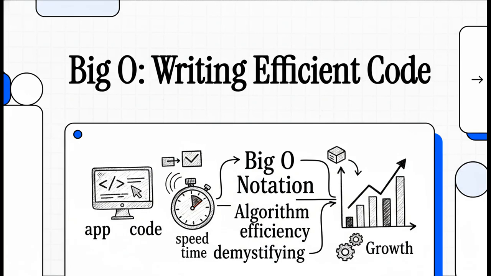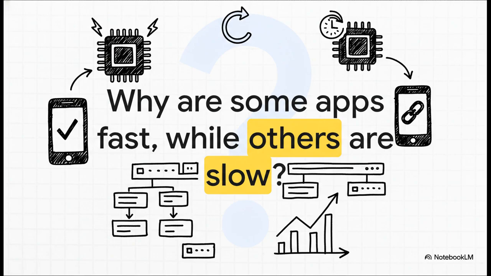Welcome to the Explainer. Today, we're going to tackle a concept that's at the heart of how fast your favorite apps run. It's called Big O Notation, and it's a huge deal in computer science. I mean, we've all been there, right? Just staring at that little loading spinner, wondering what is taking so long. Well, a lot of the time the answer comes down to how efficient the code is.